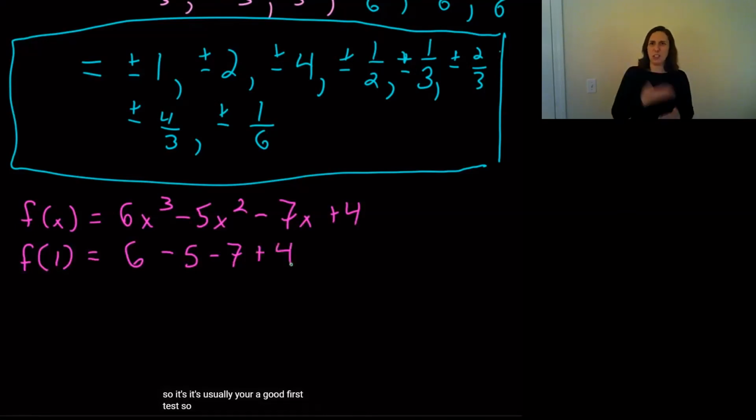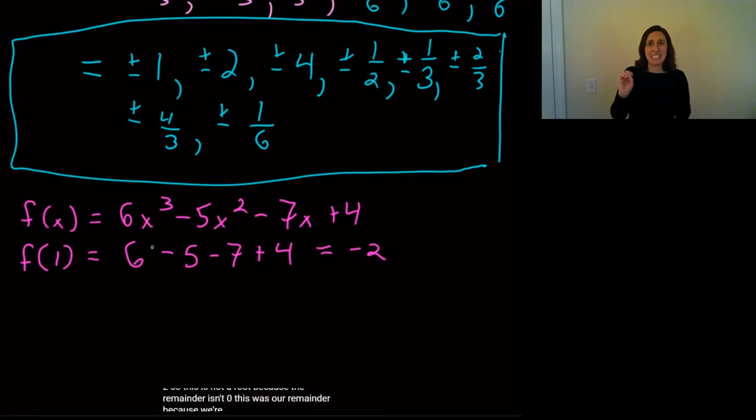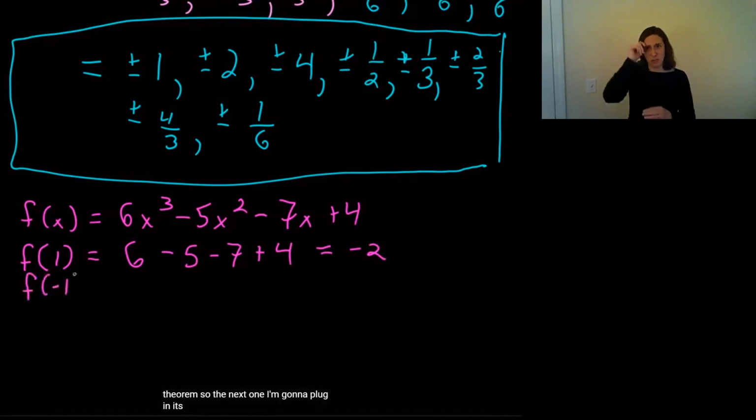So 6 minus 5 is 1. 1 minus 7 is negative 6. Negative 6 plus 4 is negative 2. So this is not a root because the remainder isn't 0. This was our remainder because we're using the remainder theorem. So the next one I'm going to plug in is negative 1.